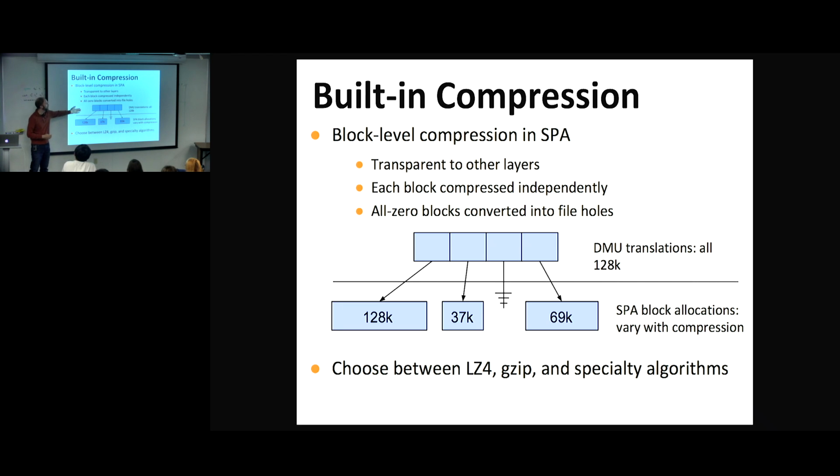So in this diagram, the DMU is thinking, great, I have an array of 4 block pointers. They each point to 128 kilobytes of data. But when we send it down to the SPA to store it, the SPA compresses that data. It compresses each block independently, and then allocates just the amount of space that's needed for the compressed size. And you can choose different compression algorithms like LZ4, which is really fast, gzip, which is really slow but compresses very well, and other kind of weirdo ones.